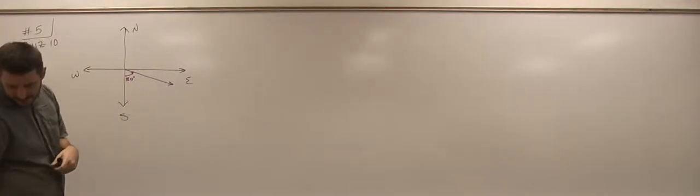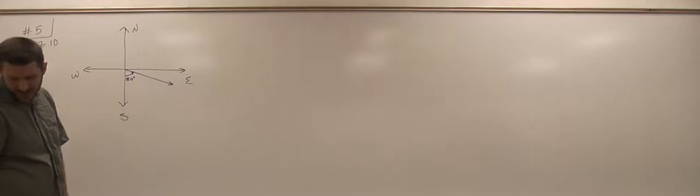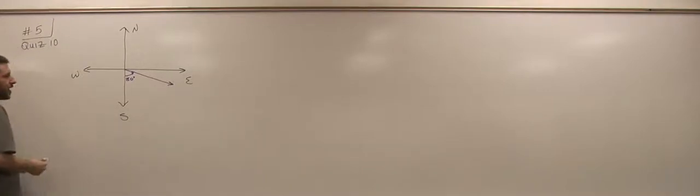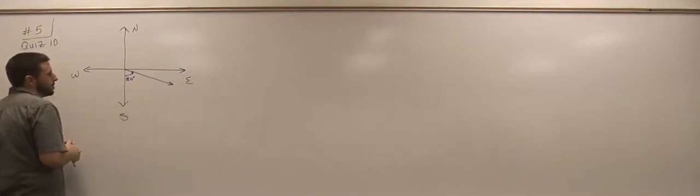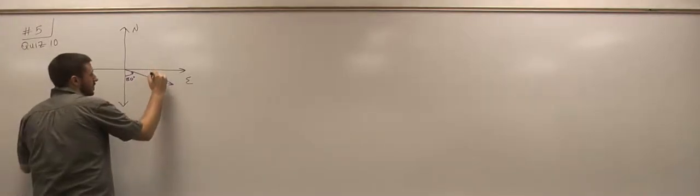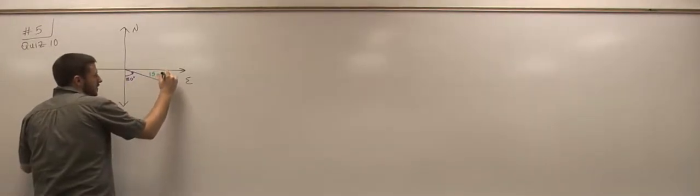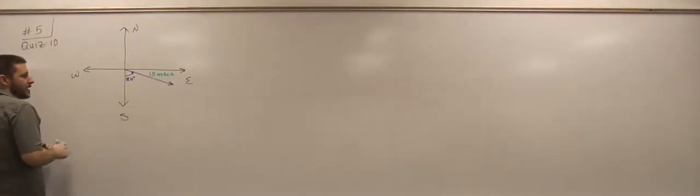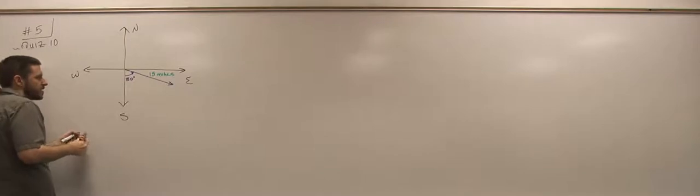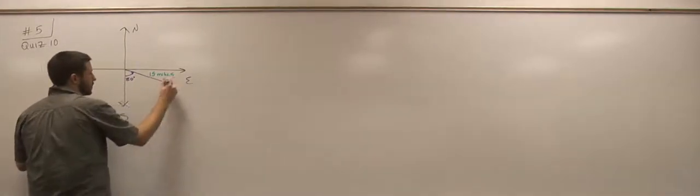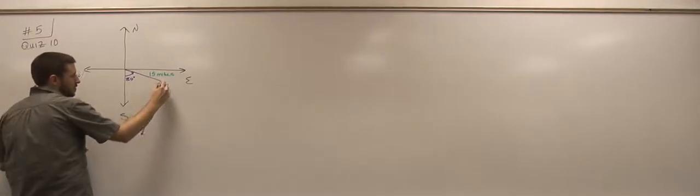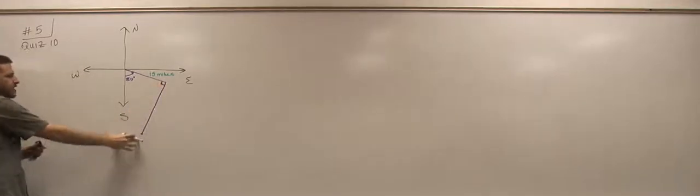Then it says that the ship's traveling at a speed of 15 miles per hour. After 1 hour, the ship turns 90 degrees. So if the ship's going 15 miles an hour, how far has it traveled in 1 hour? 15 miles. So the ship travels 15 miles on this bearing. Then it turns 90 degrees toward the south.